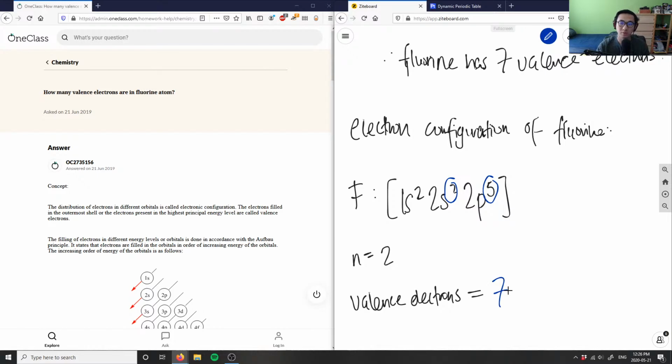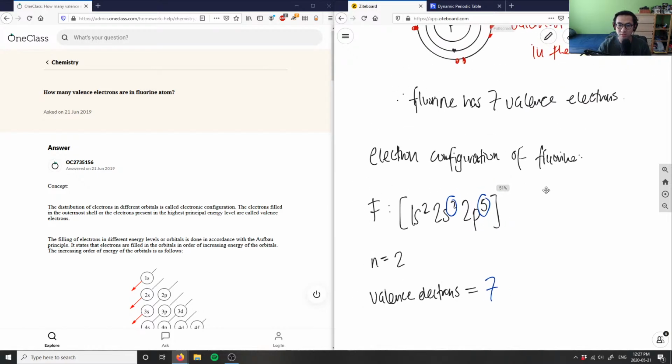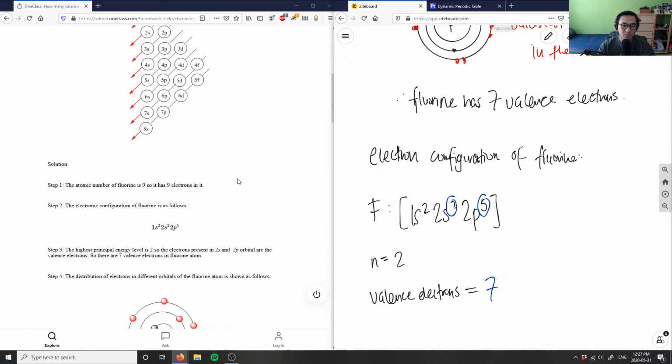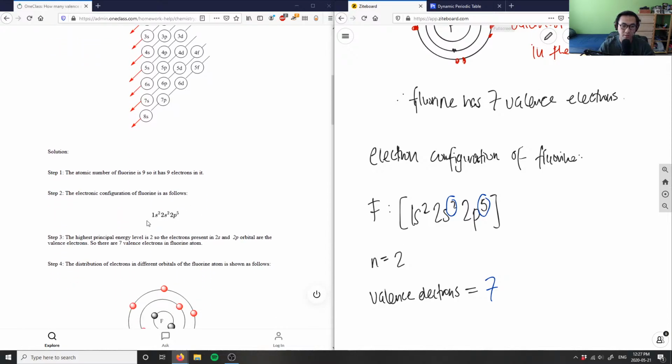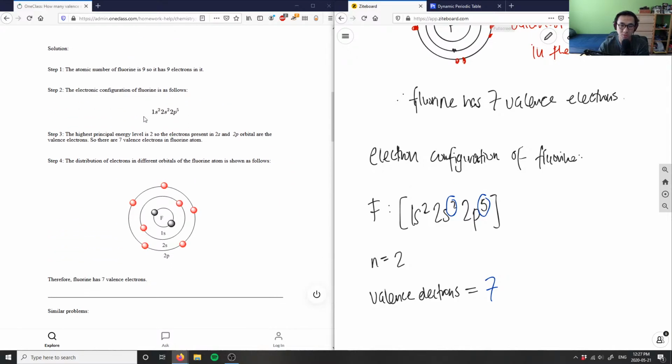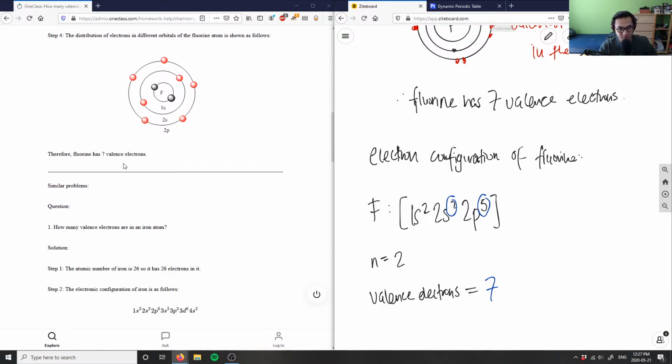And this is also our solution to figure out the valence electrons in fluorine. So as you can see, they did the electron configuration as well, and they got it correct. So 1s2, 2s2, 2p5. And as you can see, the highest principal quantum number is 2. So therefore, there are 7 valence electrons in our fluorine here. So the solution here is correct.